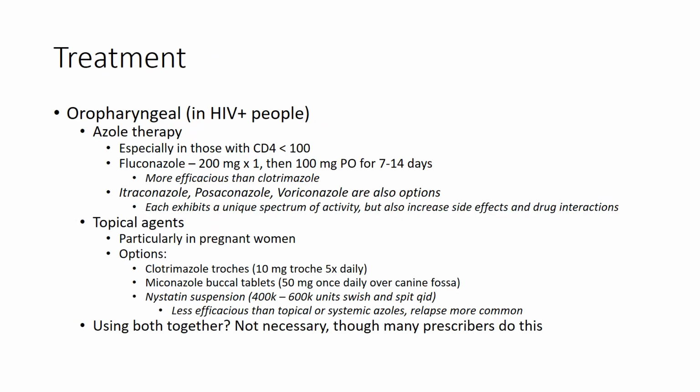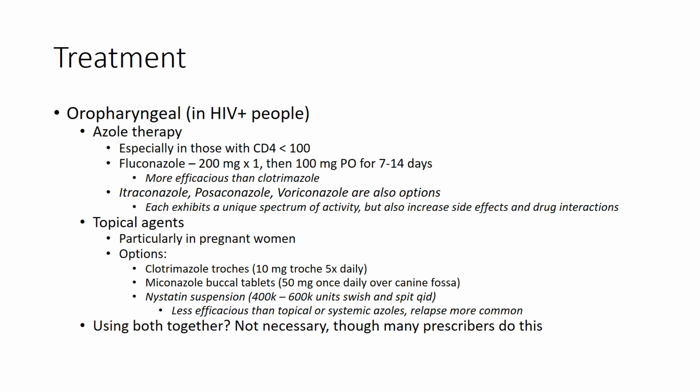So how do you treat it? When you're dealing with oropharyngeal candidiasis in HIV-positive people, the mainstay of therapy is going to be azole therapy, especially in people who have CD4 counts less than 100. The treatment of choice is fluconazole, 200 milligrams times 1, and then 100 milligrams for 7 to 14 days. And this is actually more efficacious than the topical clotrimazole that we'll talk about in just a second.